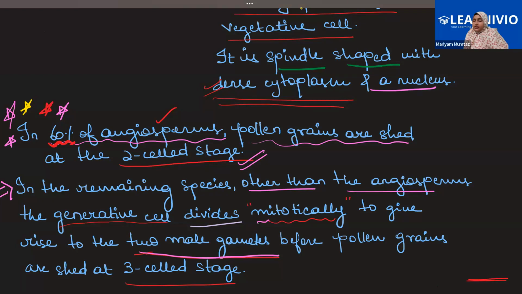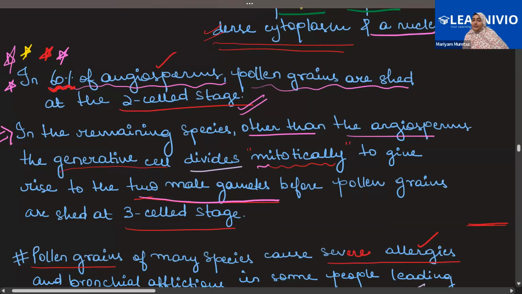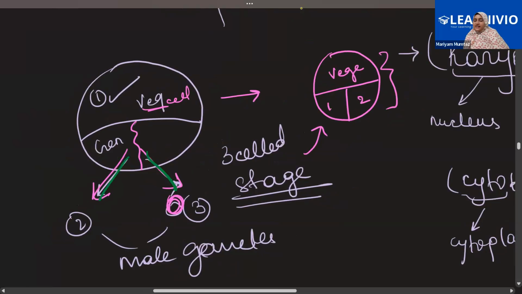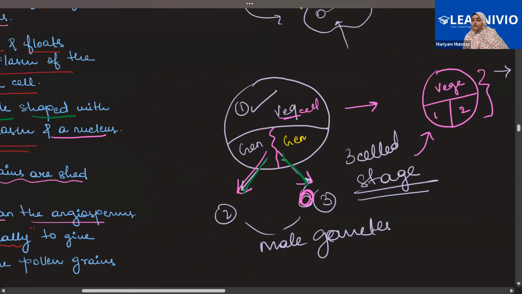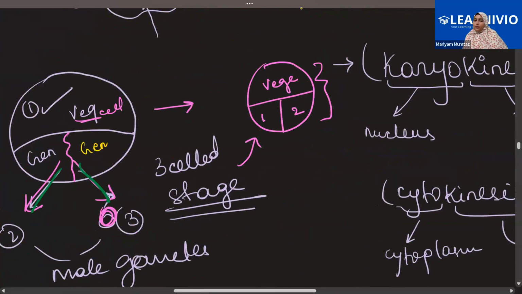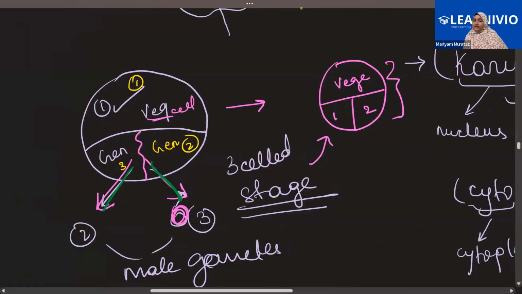Now, in the remaining 40%, other than the gymnosperms, what happens? The generative cell, the smaller cell, starts dividing and gives rise to two male gametes. And this one is called the three cell stage. See this one. The vegetative cell is there and the generative cell divided into two and became the male gametes. Clear? So that is the three cell stage. Now there are three cells. One, 2, and 3. Three cells.